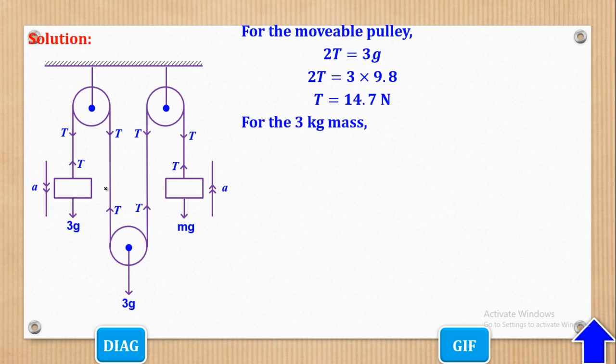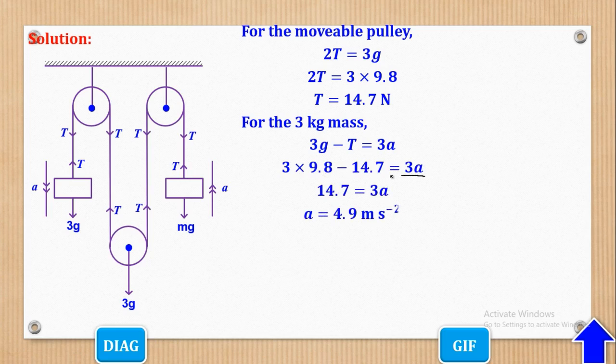What about for the 3 kilogram mass? For the 3 kilogram mass, these are the forces acting on it, and it is moving downwards, therefore its resultant force will be 3g minus T. So we come and say 3g minus T is equal to 3a, where 3 is the mass and a is the acceleration. But I know the value of T, so I'll substitute for T and for g and remain with only a, which is the only unknown. Therefore when I make a the subject, a will be equal to 4.9 meters per second squared.